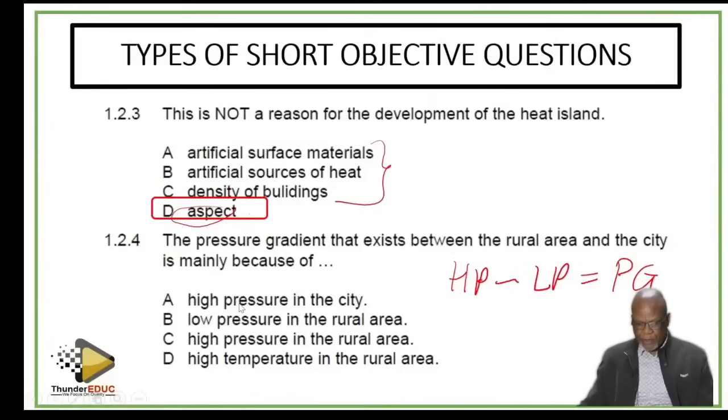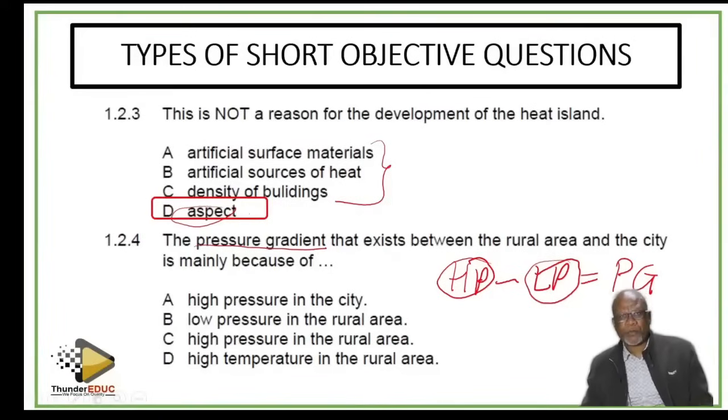So which means now the pressure gradient that exists. When speaking of the pressure gradient, we're referring to the fact that there is high pressure somewhere and low pressure somewhere, and that results in a pressure gradient. So pressure gradient simply means the difference between high pressure and low pressure. They say the pressure gradient that exists between the rural area and the city is mainly because the first answer is there is high pressure in the city.